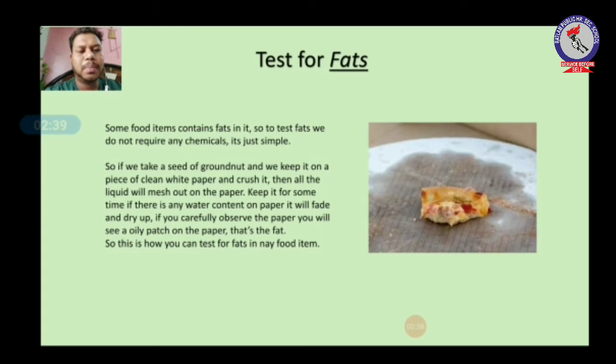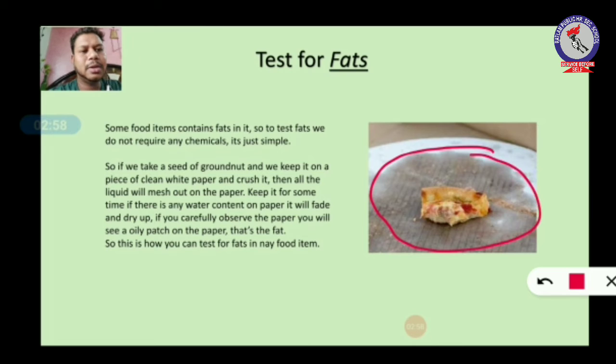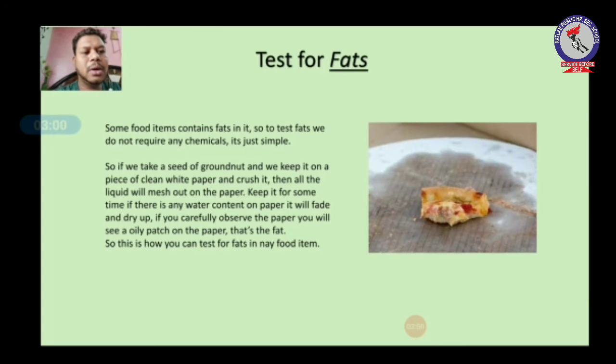You can put a piece of pizza or anything which contains oil on a piece of paper. Then we will crush it. After some time, if there is water on the paper, it will evaporate. But if there is oil or fat in the food item, it will make a patch. As you can see in the diagram, there is an oily patch. This proves that the food item contains fats.